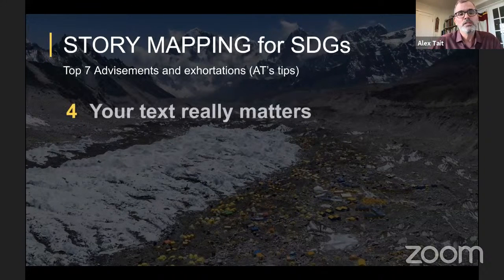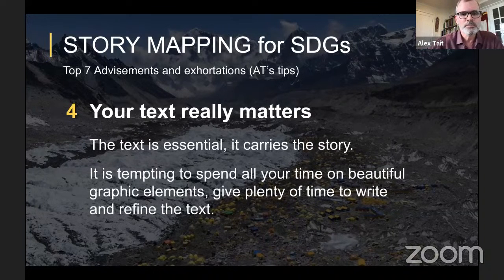Number 4, text really matters. I think as a cartographer and a graphics specialist, I always think about the images first. The text is vitally important in these story maps. Make sure it's concise, make sure it's clear, and make sure it helps support your theme and the story you're trying to tell. It really is the story in many ways, and many of the best story maps involve very clear text that is illustrated by the other elements.